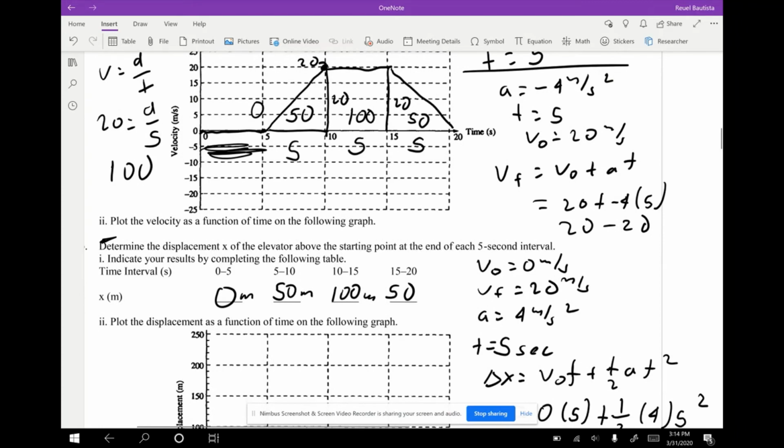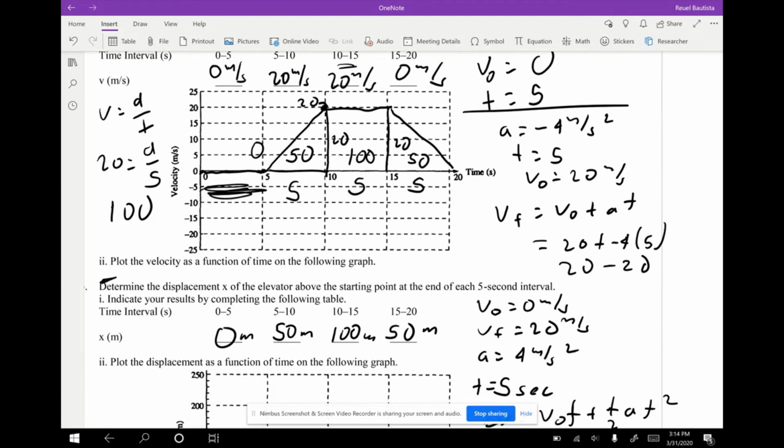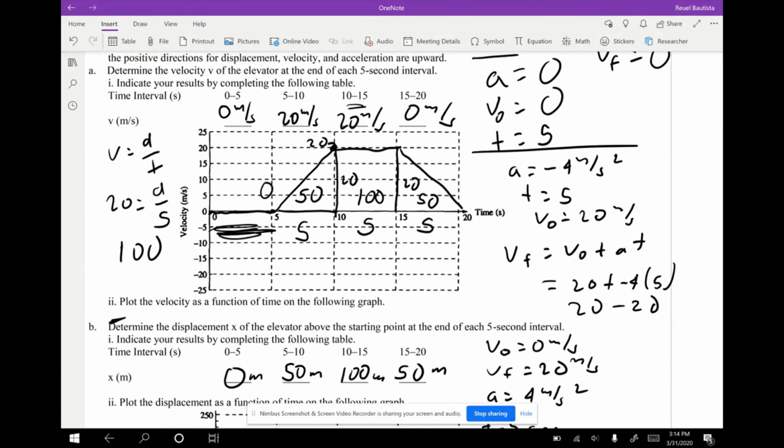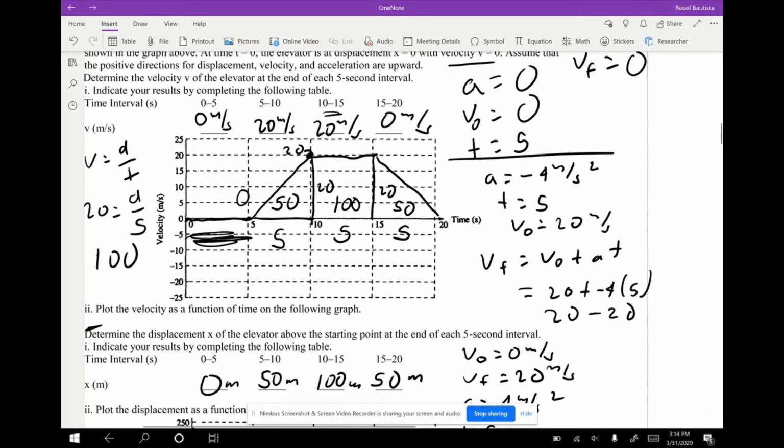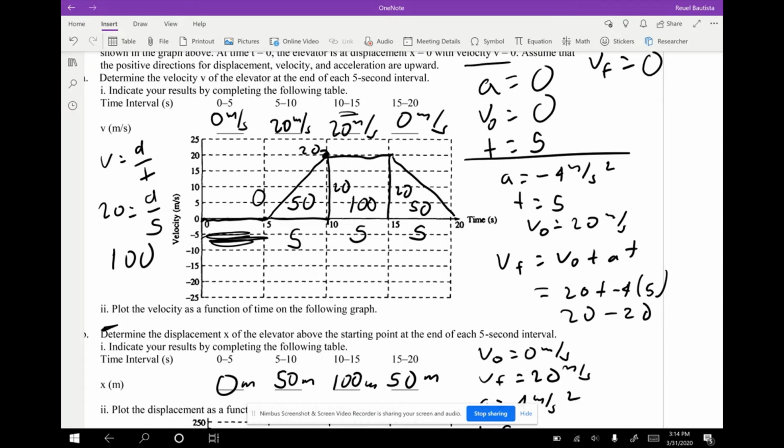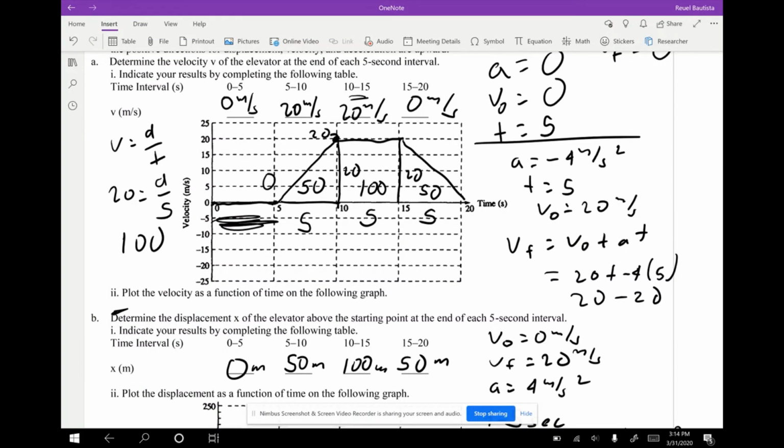So this is very important. We're not going to go from 50 to 100. Remember, displacement is change of x, so that would be the change in position. The change in position is 100. So we're going from 50, then we're going to add 100, so we're going to be at 150. And similarly, from 15 to 20, the displacement will be positive 50. So we're going to go up another 50 meters.